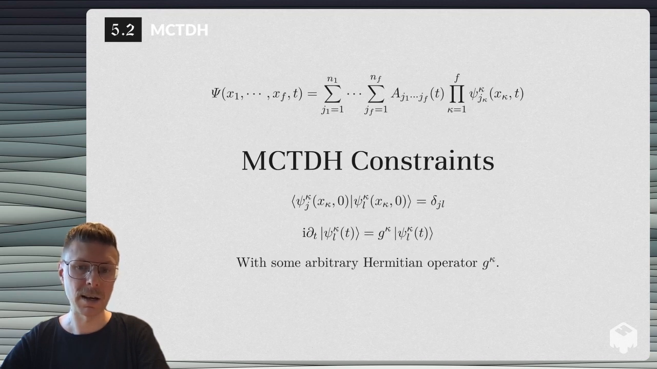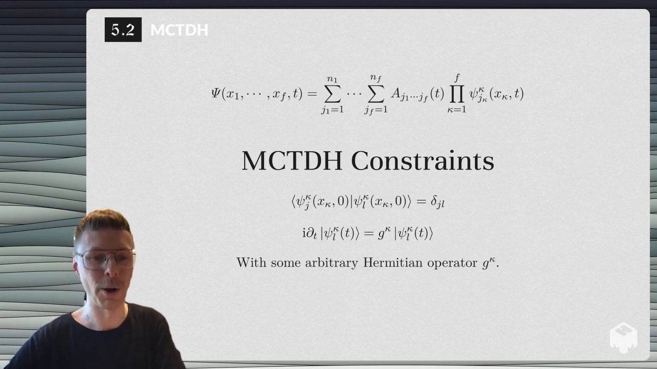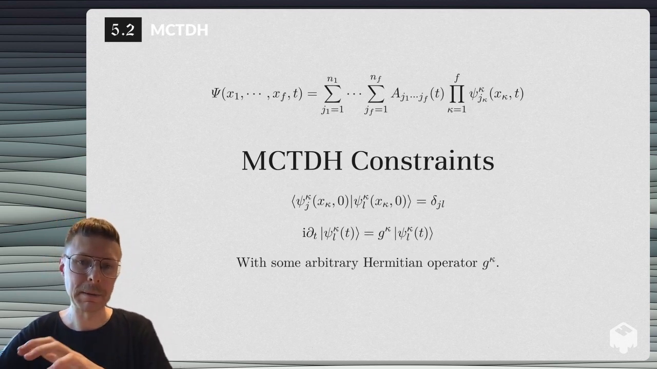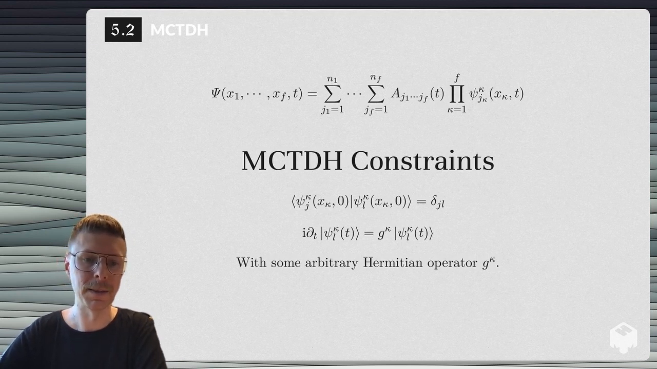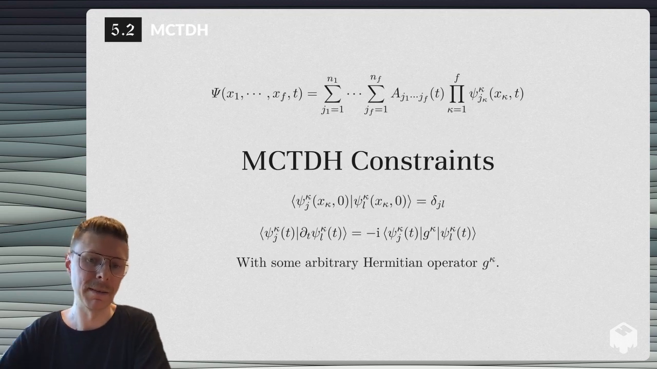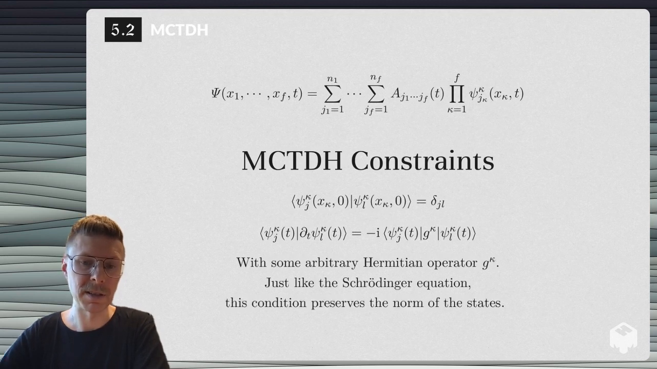So this is basically just a Schrödinger type equation. G is not necessarily the Hamiltonian at this stage. It's sort of going to be soon, but this is not as horrible as it seems, because it describes the type of evolution as the same as the Schrödinger equation. The important part to note is that since it is a sort of Schrödinger equation, this condition, though more complicated, also preserves the norms of the states.